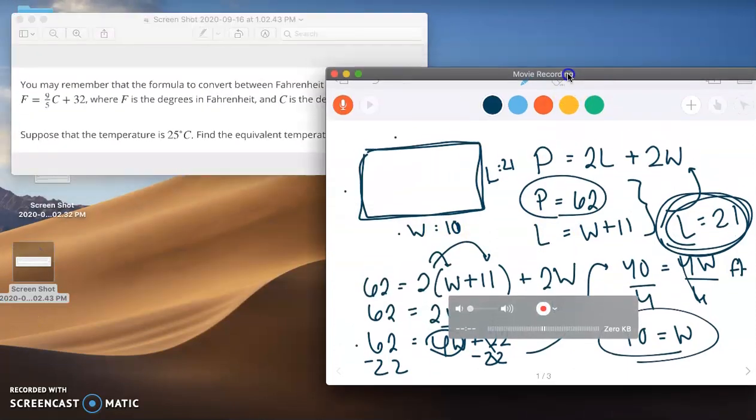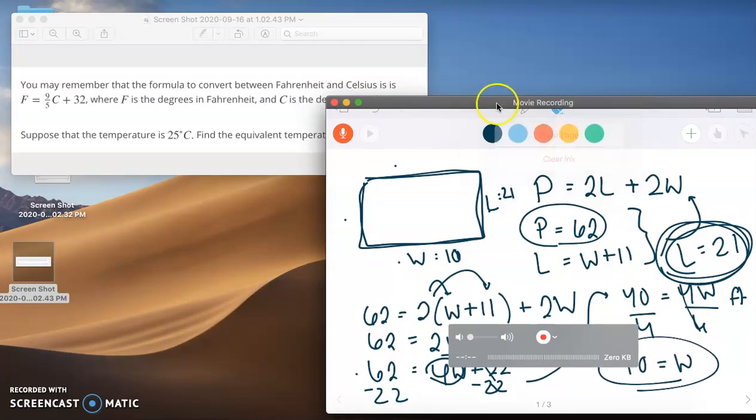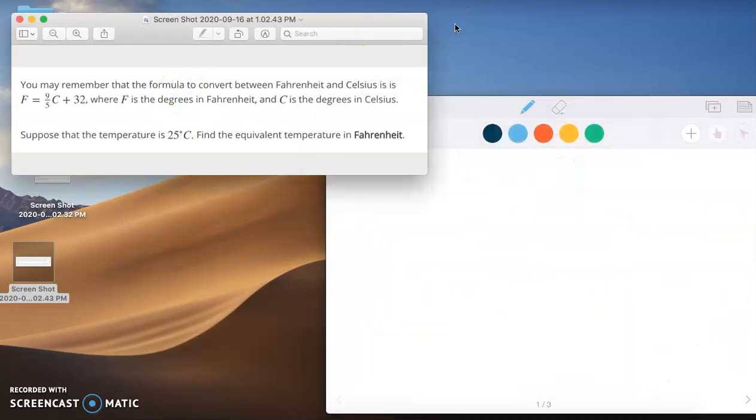And let's clear this page. All right, this example is dealing with degrees. You may remember the formula to convert between Fahrenheit and Celsius, and if you don't, I'm going to give it to you. F equals 9/5 times C plus 32, where F is the degrees in Fahrenheit and C is the degrees in Celsius. Suppose that the temperature is 25 degrees Celsius. Find the equivalent temperature in Fahrenheit.